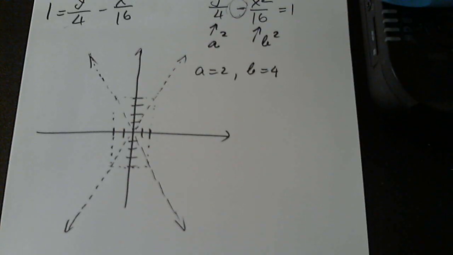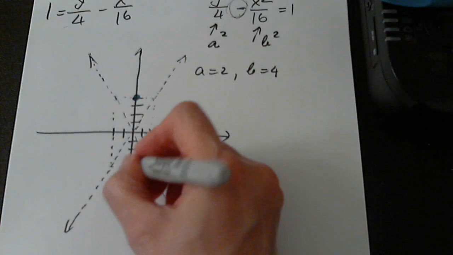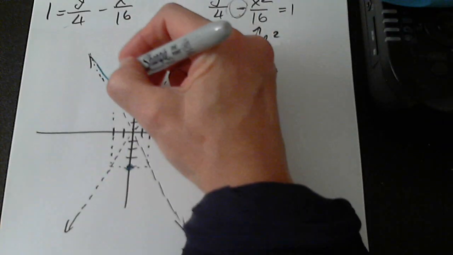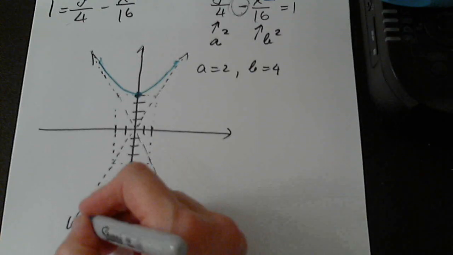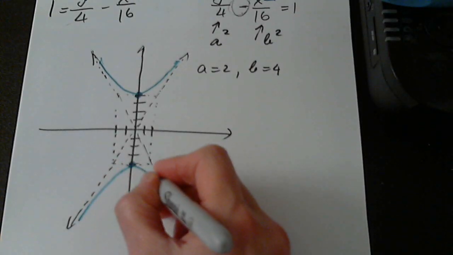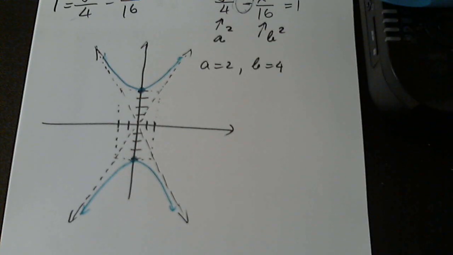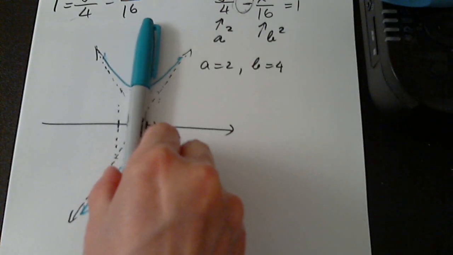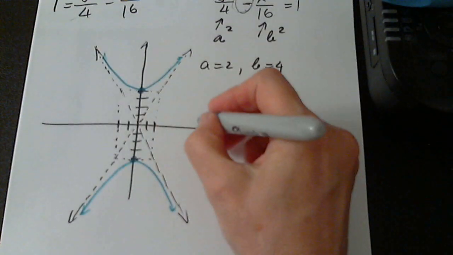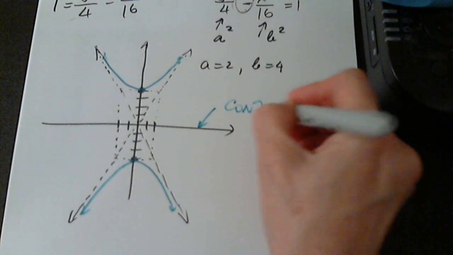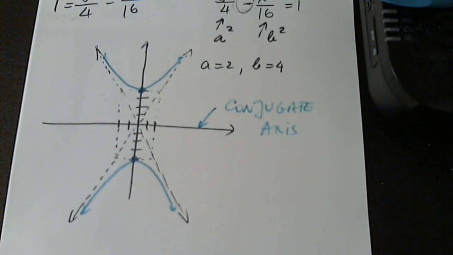And now this is one vertex, this is the other vertex, and here's the graph. The transverse axis is vertical. This is called the conjugate axis.